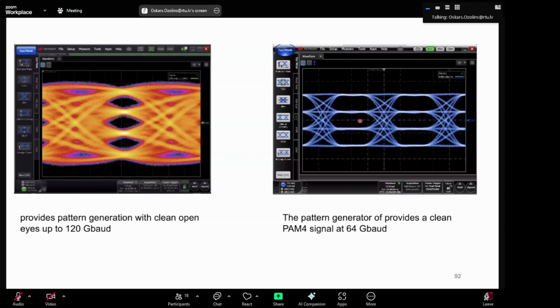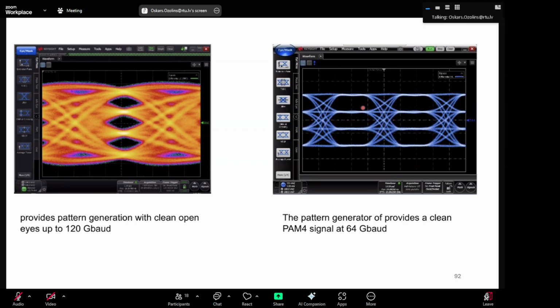So we're going to talk about the pulse shape slightly later in the lecture. This one is, for example, for a 64 gigabaud PAM4 signal. This is a very clean signal with very nice transitions. And here there's no specific pulse shape used.